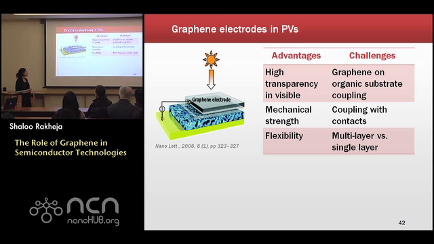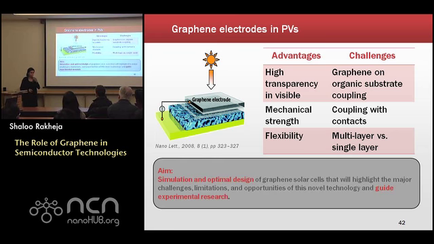potential to be used in low-cost, flexible solar cells because of its advantages like high transparency, mechanical strength, and flexibility. I think that there have been plenty of experiments, particularly ones being done at MIT in Jing Kong's group, that use graphene as the top electrode, but I still feel that there is a lot of gap between modeling and simulation and experimental efforts in this particular technology.